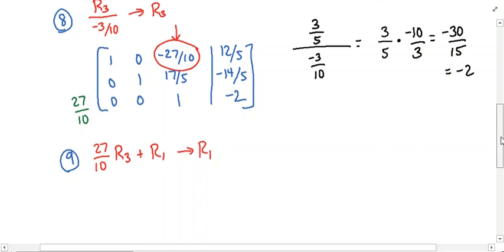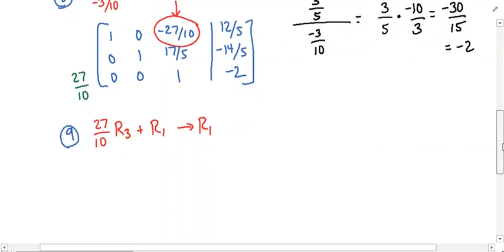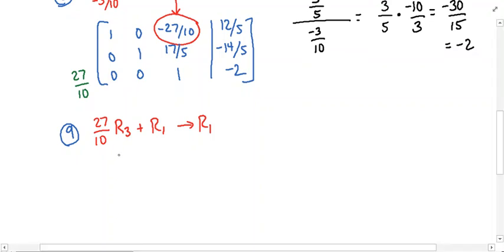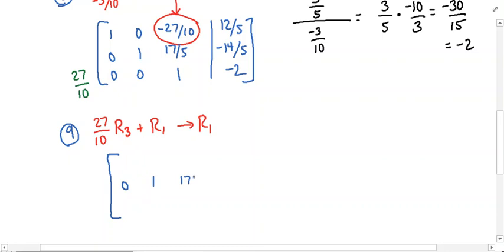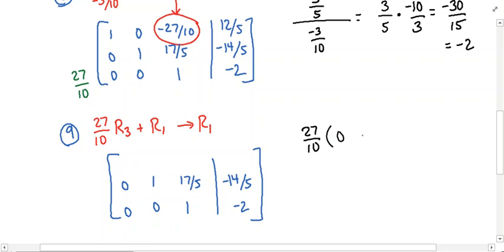All right, so when we do this, in our next matrix, only row 1 is changing. So go ahead and write down what is already there for rows 2 and 3. Okay, so here we go. Let's write this down. And then we'll go do our work. Okay, so there we go. I'm going to go out to the side. We're going to have to do 27 tenths times row 3.